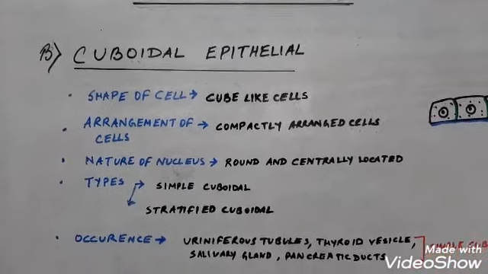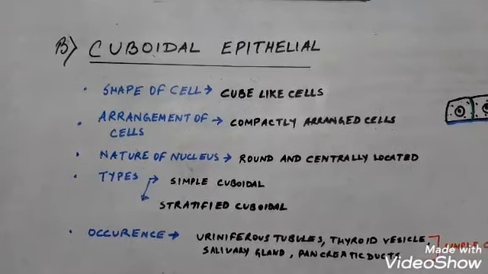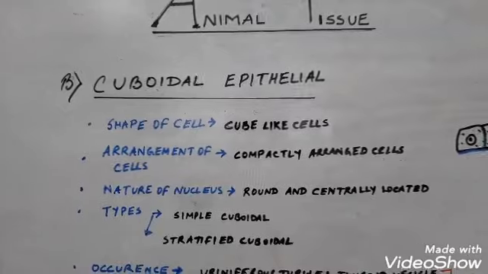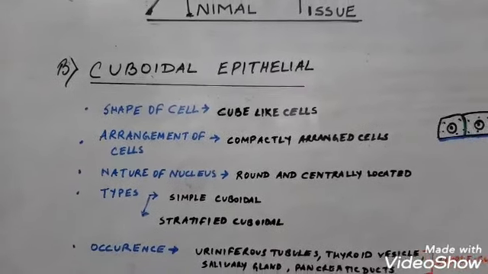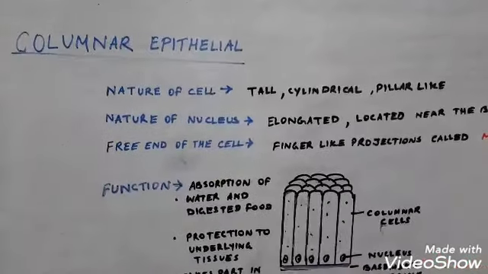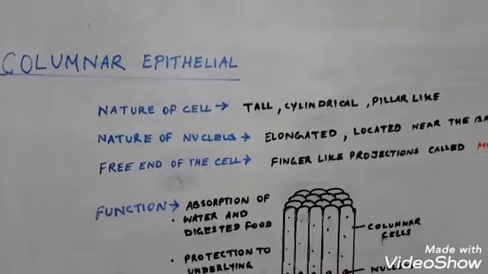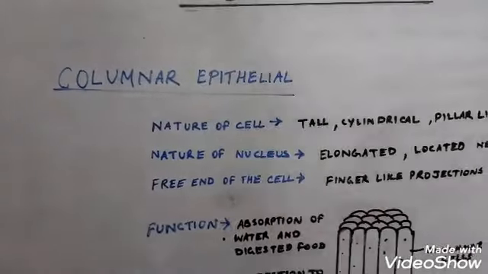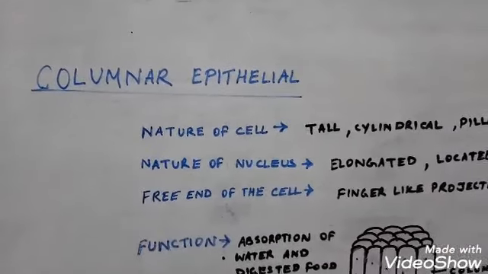The next type of epithelial tissue on the basis of the shape of the cell is columnar epithelium. So have a look at the columnar epithelium. The next type of epithelial tissue based on the type of cell is columnar epithelium. So what is the nature of the cell of the columnar epithelium?